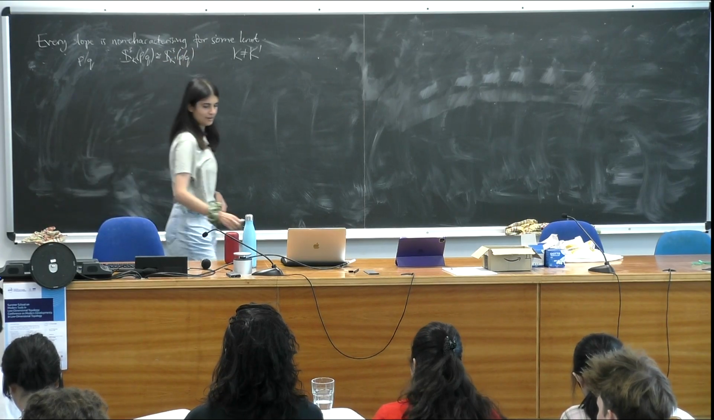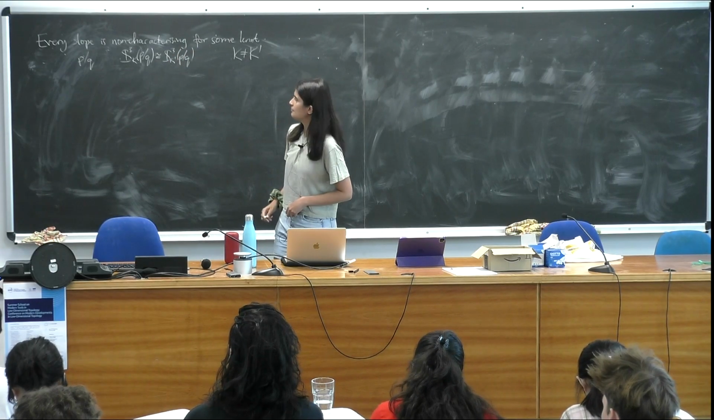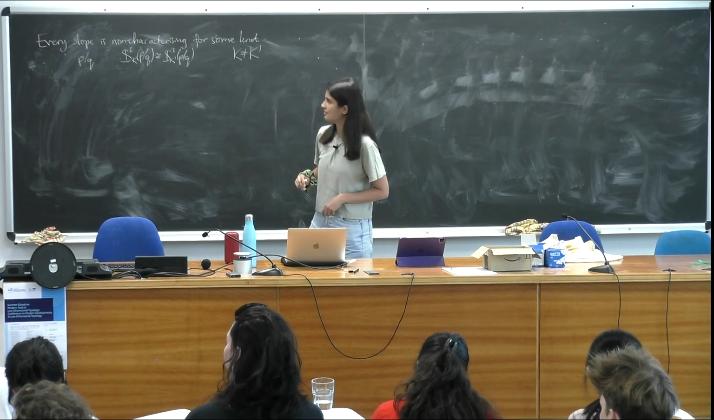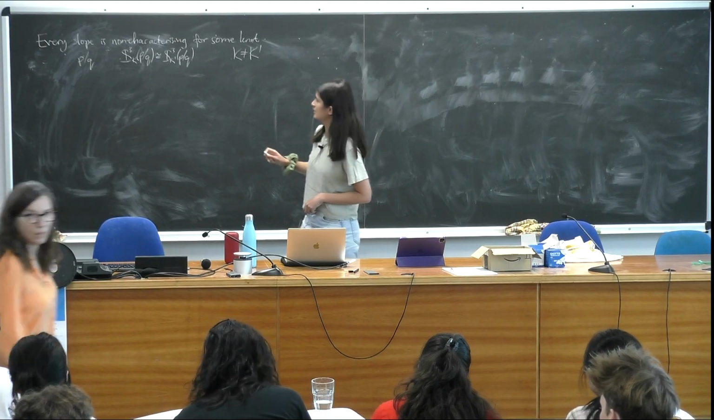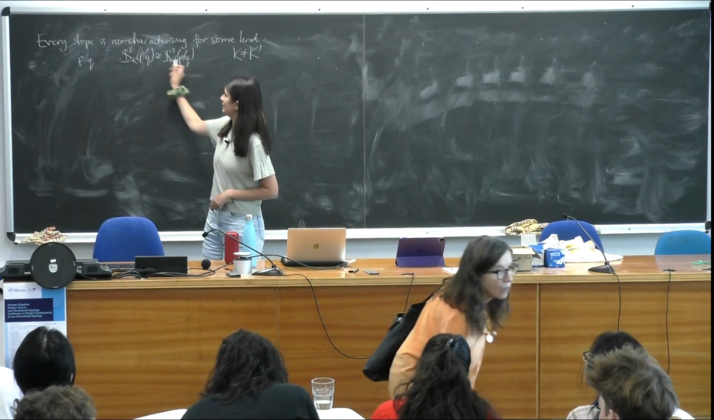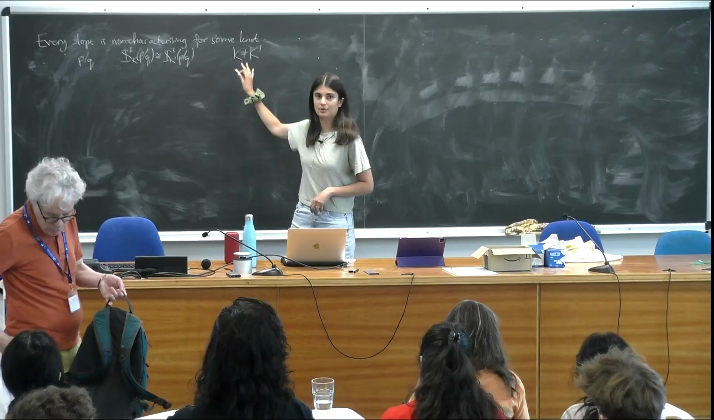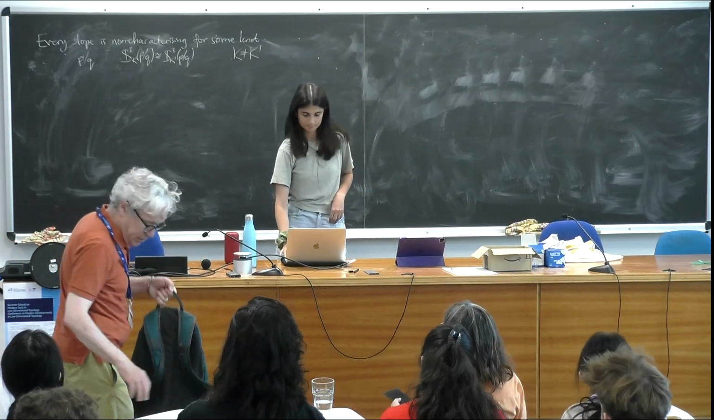So the outline of this talk: first I'm going to give you a bit of background about this problem, and then the second part is going to be constructing a homeomorphism like this, and the last part will be showing that we actually have different knots in our homeomorphism.